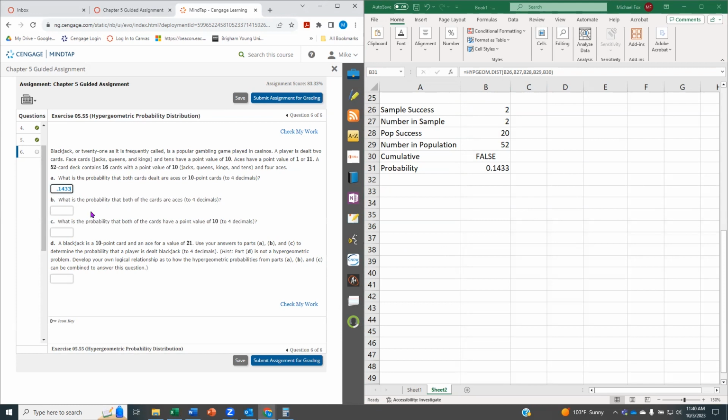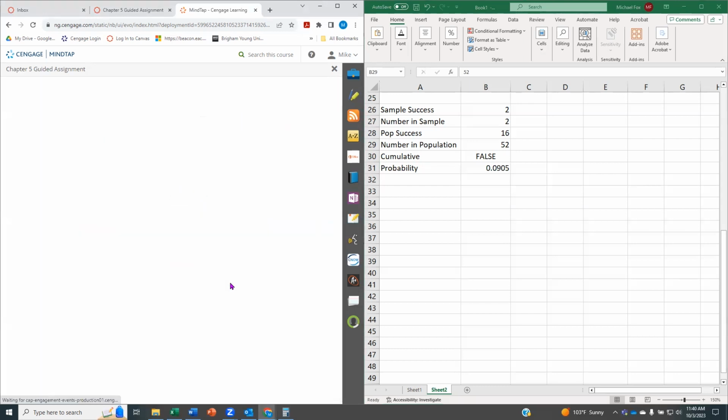All right. What's the probability that both of the cards are aces? So now we're saying 2 successes out of 2 cards, but there's only 4 successes in the population out of 52. So you can see that number is much smaller, 0.0045. What's the probability that both of the cards have a value of 10 points? So again, the population successes will change to 16 because there's 16 10-point cards out of the 52 total cards in the population. 0.0905.